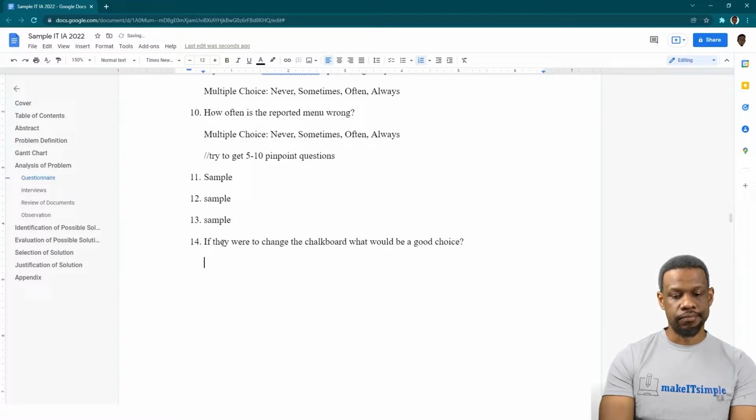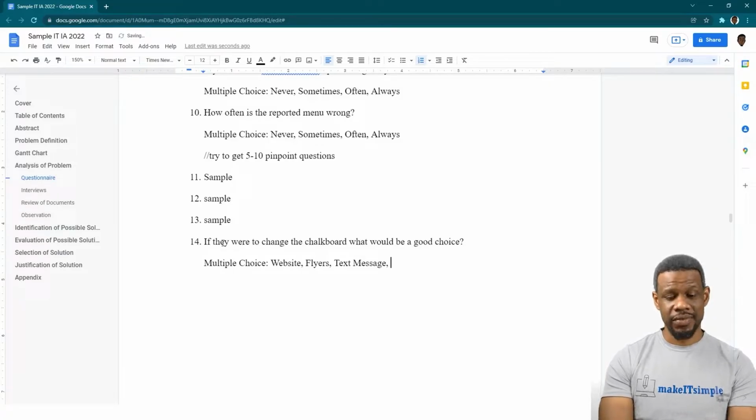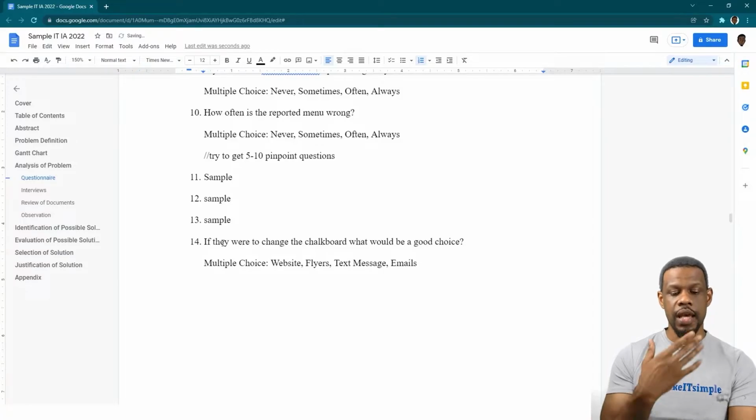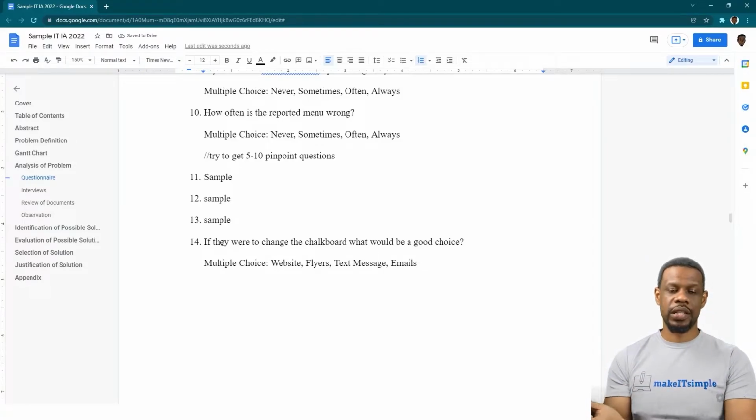Then you could put multiple choice again. You could put website, flyers, text message, and I don't know, emails, something like that. Right, something along those choices, and the people will choose whatever they have to choose.